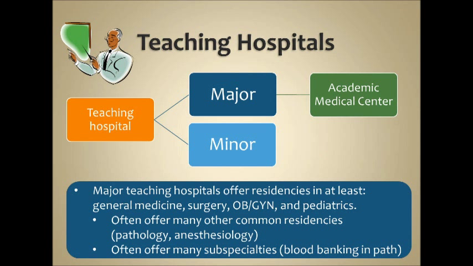So often there are many other common residencies offered in addition to these, like pathology or anesthesiology. Obviously, you need anesthesiology if you're doing surgery. And sometimes they offer subspecialties like blood banking and pathology. And so that's where a general pathologist might go on and specialize.